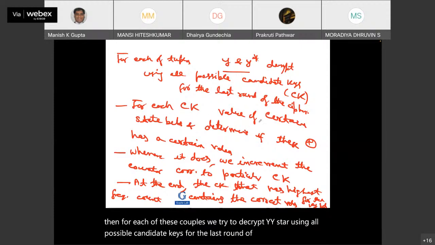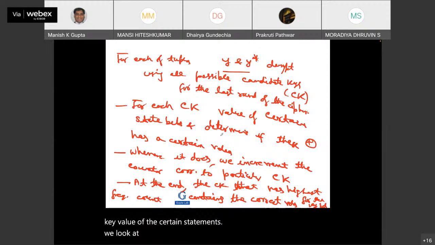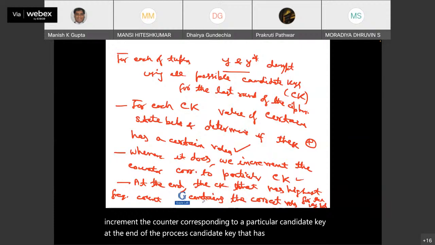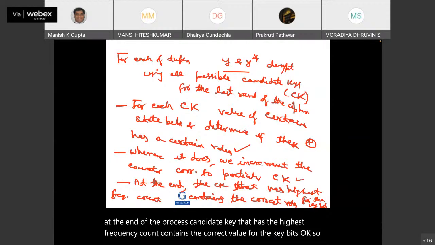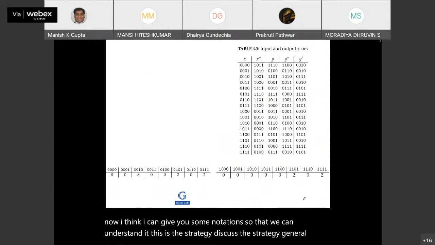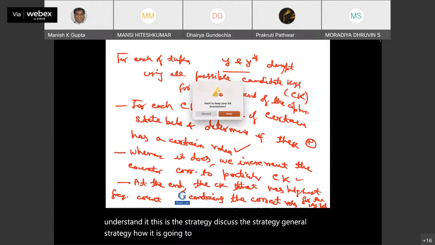For each candidate key, we look at the value of certain state bits and determine if these exclusive OR have certain values. Okay. Whenever it does, we increment the counter corresponding to the particular candidate key. At the end of the process, the candidate key that has the highest frequency count contains the correct value for the key bits. Okay. So now I think I can give you some notations so that we can understand it. This is the general strategy I discussed, how it is going to work.